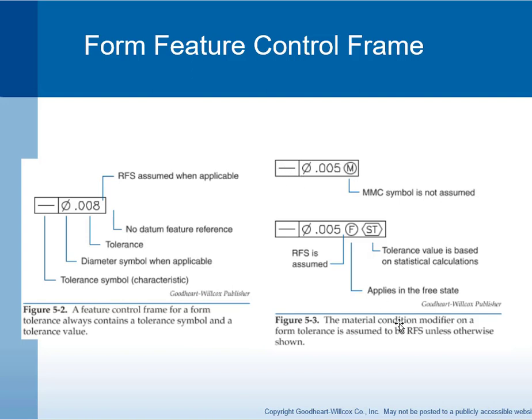Here we've got another straightness tolerance. RFS is always assumed. Applies in the free state. We'll talk about that in a little bit. And then this one has an MMC modifier. As you can see, the form tolerances are pretty straightforward.